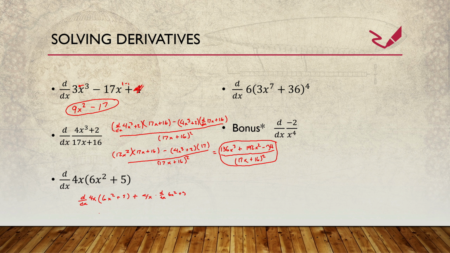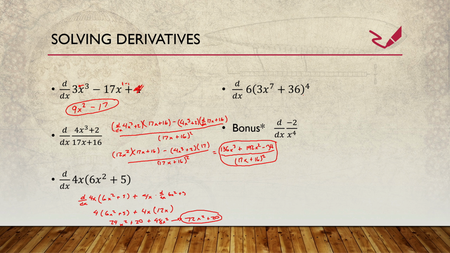So once we simplify this, we will have 4 multiplied by 6x squared plus 5 plus 4x multiplied by 12x. So then once you simplify this all down, you will then have 24x squared plus 20 plus 48x squared, which you can then simplify more to 72x squared plus 20. So that is your derivative for the third one.